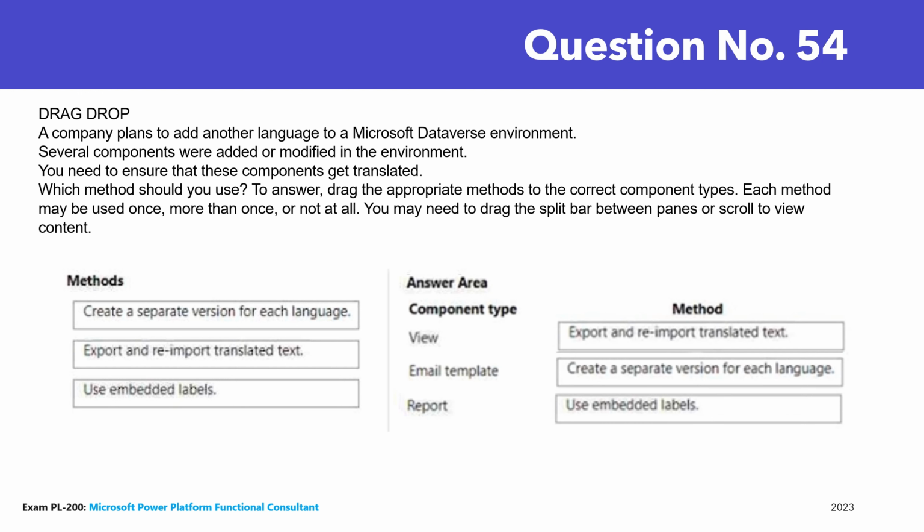Component type: view. Method: export and re-import translated text. Component type: email template. Method: create a separate version for each language. Component type: report. Method: use embedded labels.